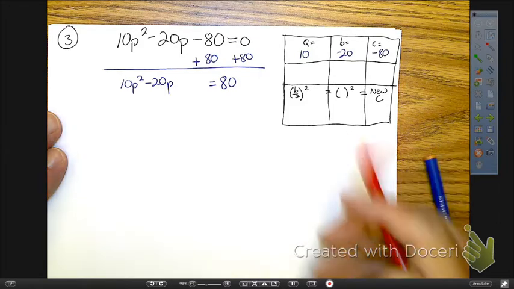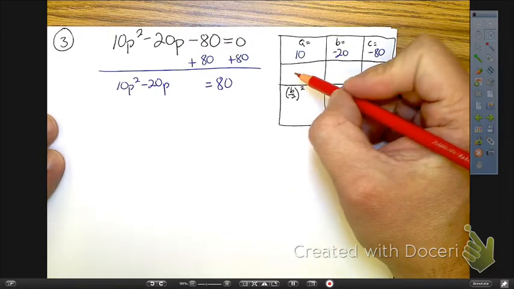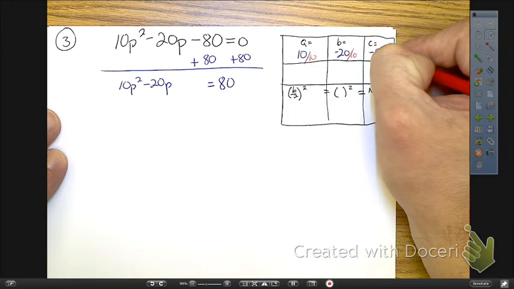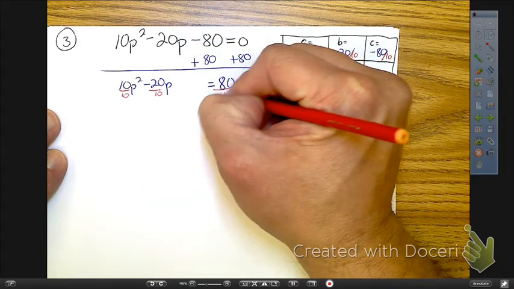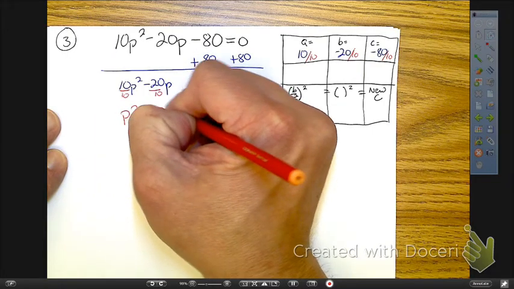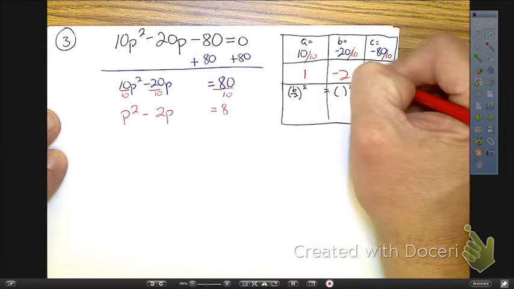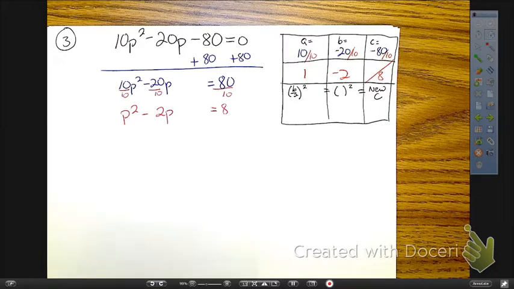Step 2, if A is not equal to 1, we have to divide. Since A equals 10, I'm going to divide each part by 10. This will allow our new A value to be equal to 1. If our new A value is equal to 1, our problem gets a lot easier.